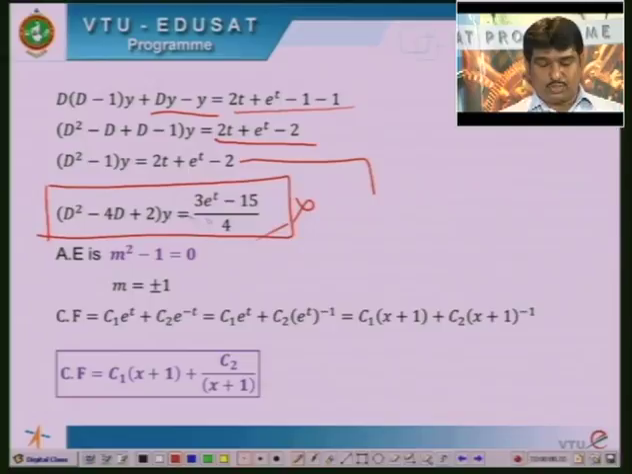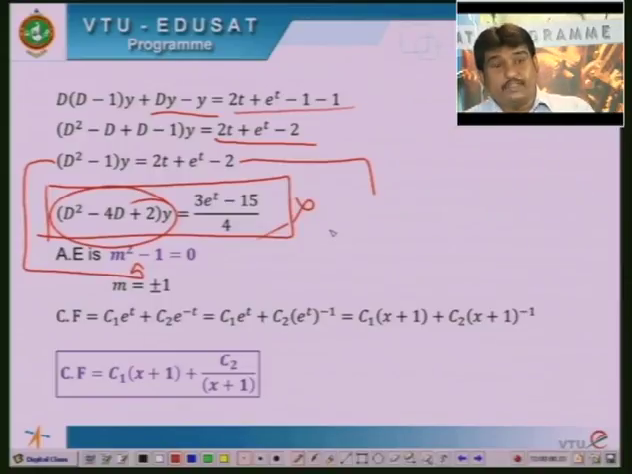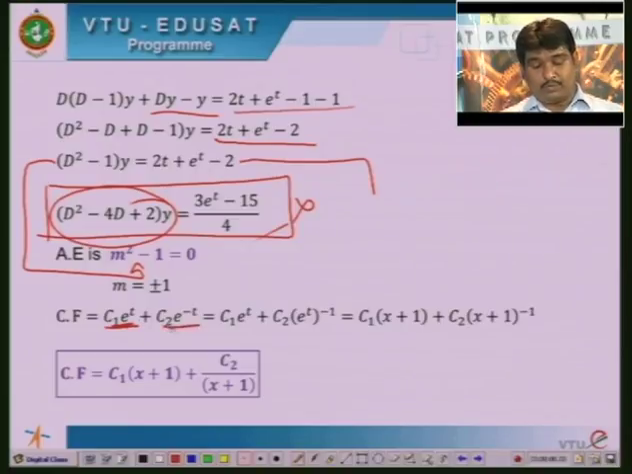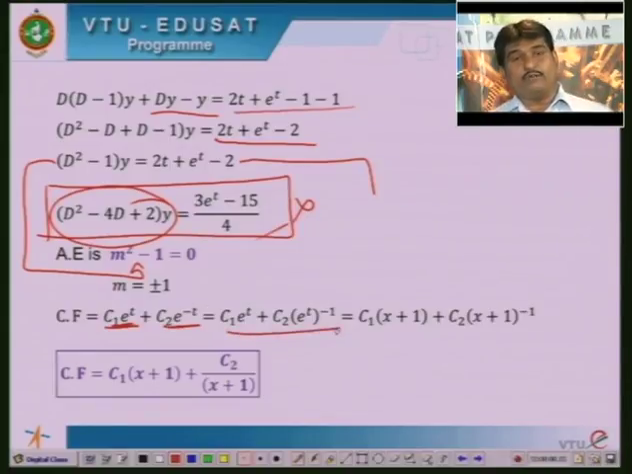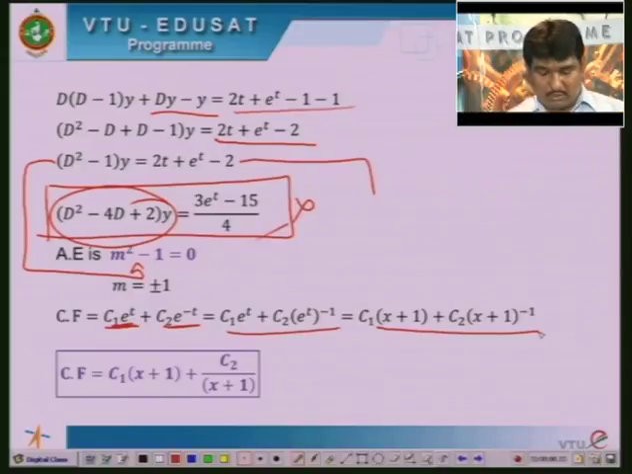So the auxiliary equation is not with respect to this part. It is with respect to D square minus 1. The auxiliary equation is m square minus 1 equals 0. So m equals plus or minus 1 are the roots of the auxiliary equation. This is the root corresponding to plus 1 and this is the root corresponding to minus 1. You write the CF using the law of indices and then you replace t by x plus 1. You will get the CF in this manner.